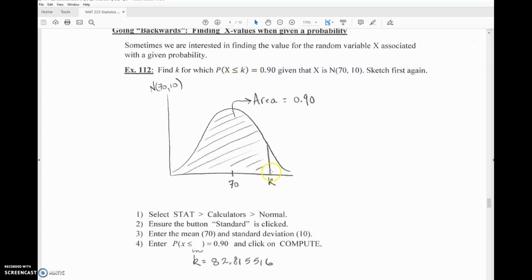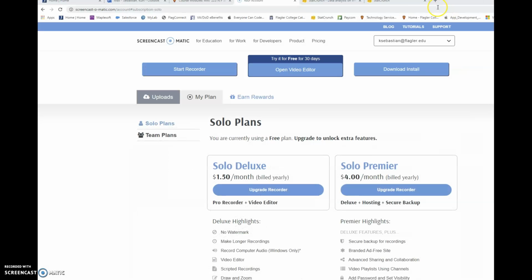So k has to be over here to the right of the mean, because the area to the left of it is 90%, which is much more than 50%, which would be at the mean. So since I'm 90% area here, k has got to be over here to the right of the mean. And that's all I really need to know to check that I'm putting things correctly into StatCrunch. So now here's how you do it in StatCrunch, but let me go quickly over there and show you.